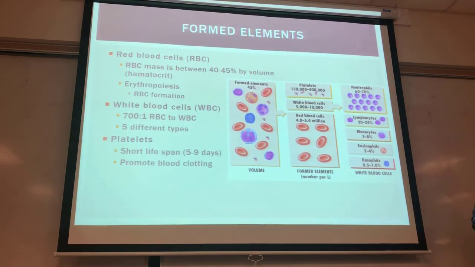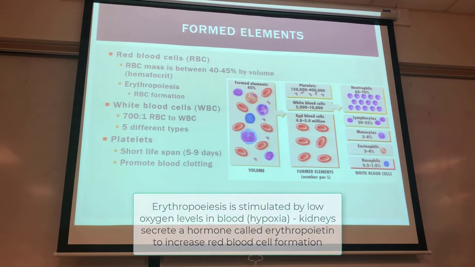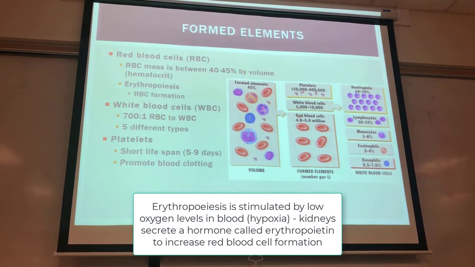Now, in order to stimulate the production of red blood cells, we have what's called erythropoiesis, and we'll learn that this is going to take place for the formation of our red blood cells. So as I said earlier, our red blood cells are called erythrocytes. Erythropoiesis is the formation of it. So how do we stimulate erythropoiesis? How do we stimulate red blood cell production?